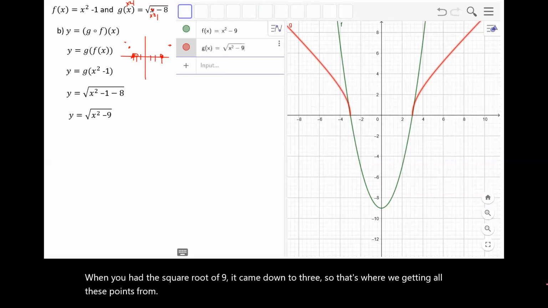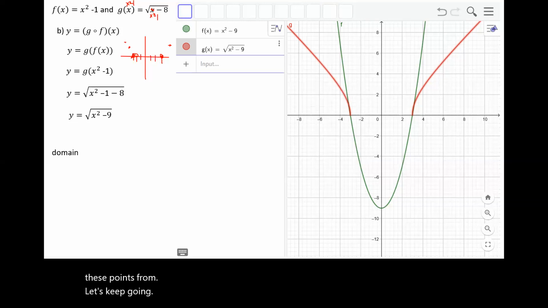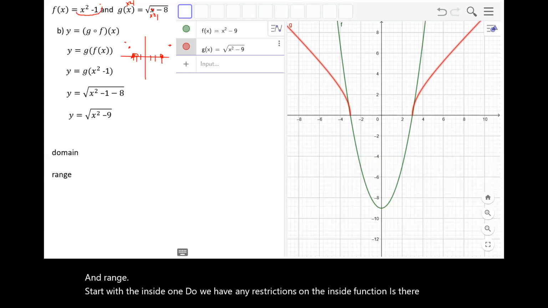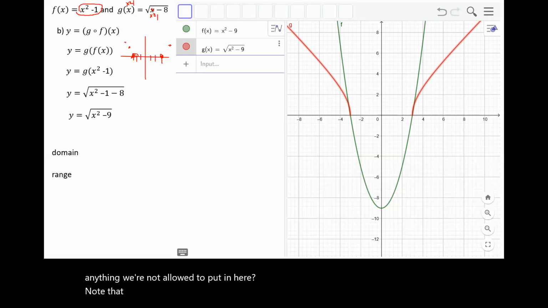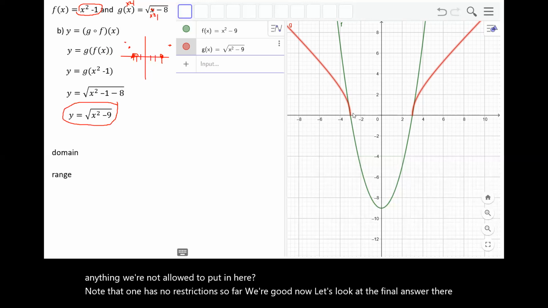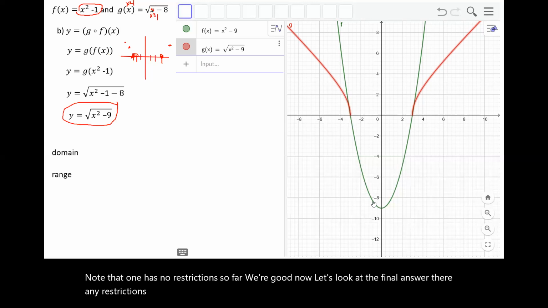So that's where we're getting all these points from. Let's keep going. Domain and range. Start with the inside one. Do we have any restrictions on the inside function? Is there anything we're not allowed to put in here? No, that one has no restrictions. So far we're good. Now let's look at the final answer. Are there any restrictions? Oh yes. It doesn't exist between -3 and 3.